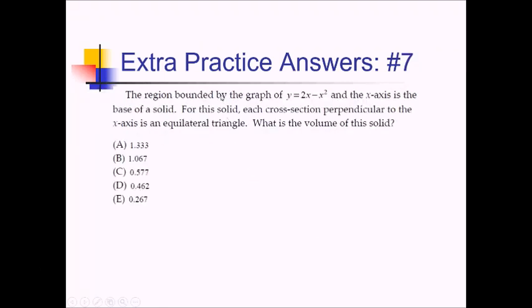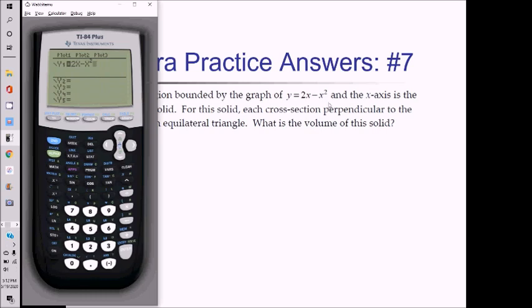For this problem, the region bounded by the graph of y equals 2x minus x squared and the x-axis is the base of a solid. And for this solid, each cross-section perpendicular to the x-axis is an equilateral triangle. What's the volume of the solid? So let me graph this out first to see what we're looking at. So I've entered that function in my y equals. Let me do zoom 6. All right, so let me zoom in a little bit more. Zoom 4 probably is a better one to use.